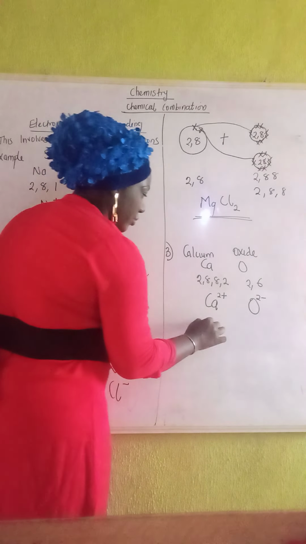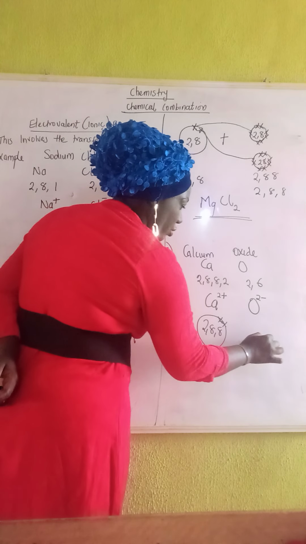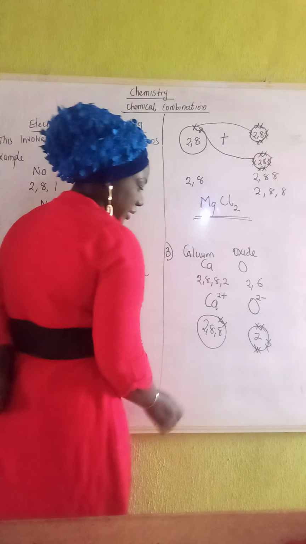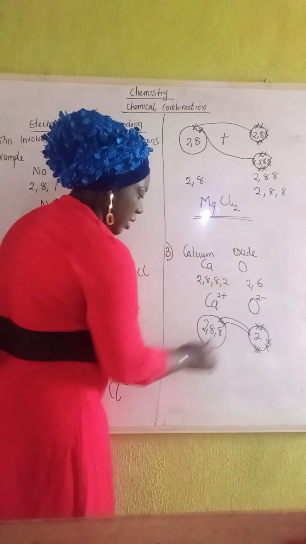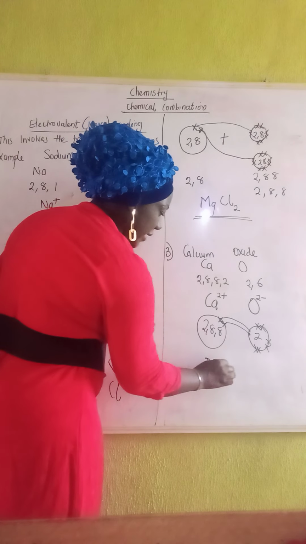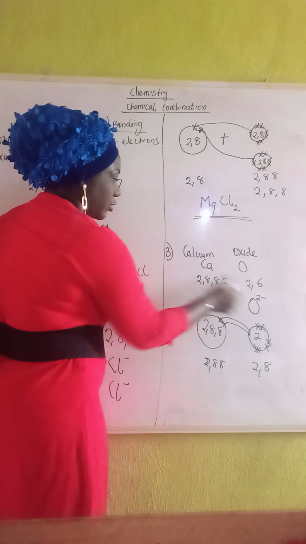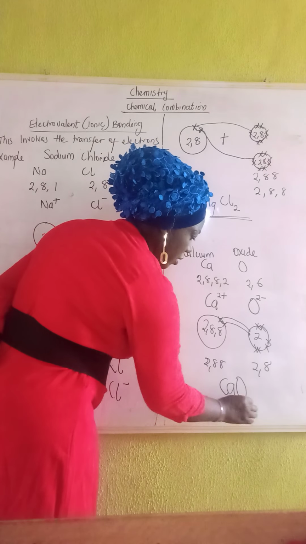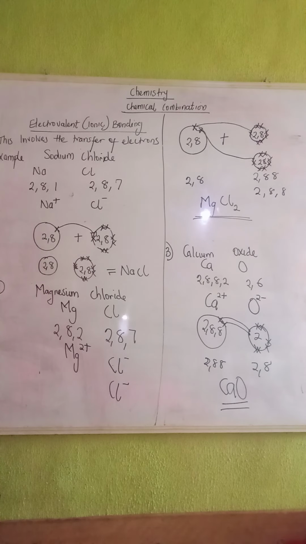So now, let's write it out. We have 2, 8, 8, then 2 outside. Oxygen, 2, and 6. 1, 2, 3, 4, 5, 6. So if this one goes like this, transfers it to oxygen, calcium will be left with what? 2, 8, 8, and oxygen becomes 2, 8. So once they combine, this one is minus 2, goes to meet this one. This one is 2, goes to meet this one. So it is balanced. Calcium oxide. So that is how we write combinations involving electrovalent bonding.